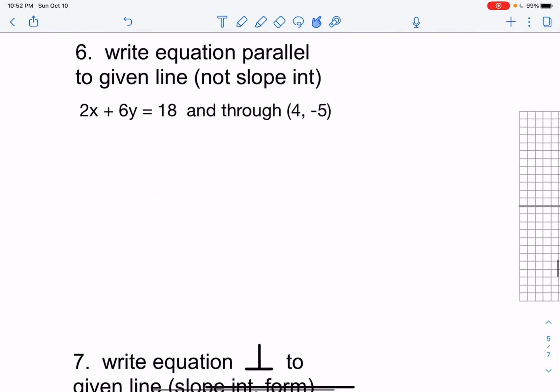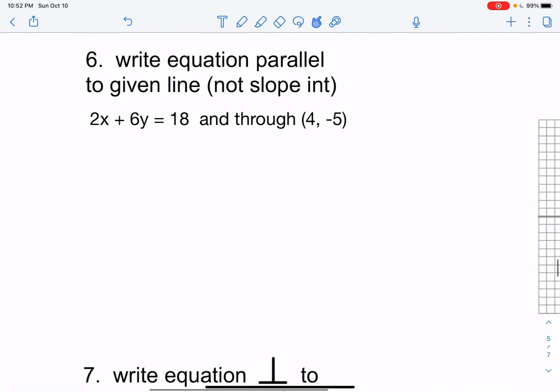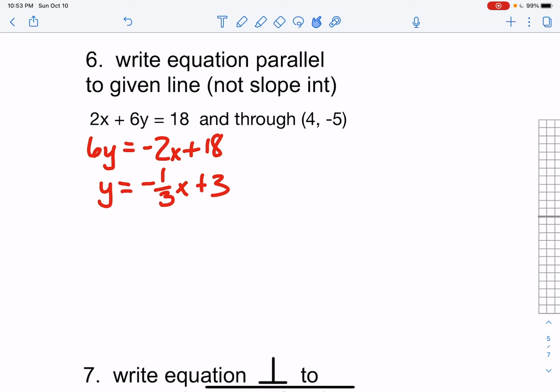Okay, this one says write an equation parallel to the given line. Now, in this case, I have to find my slope because it's not given. I need to put it in a form that allows me to find the slope. So that means I'm going to have to solve for y, so that I get it in y equals mx plus b, or slope-intercept form. So I subtract 2x from both sides, and I'm going to divide everything by 6. So I get y equals -1/3 x plus 3.